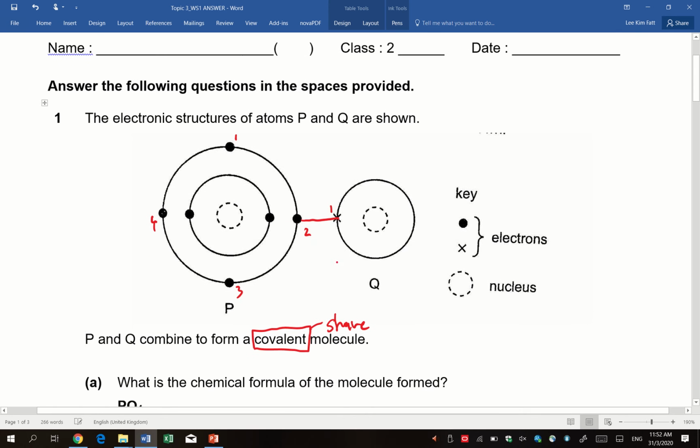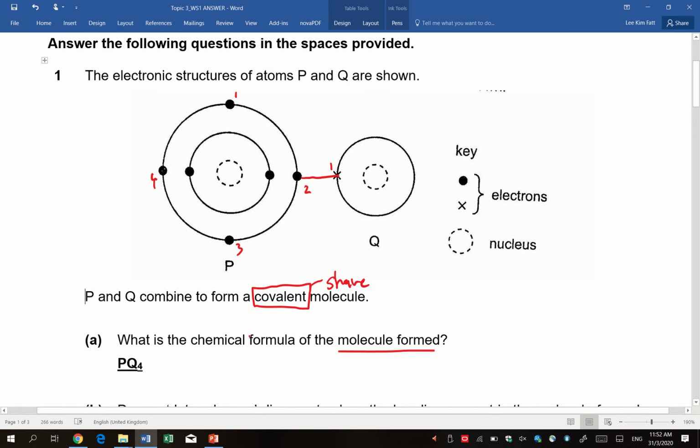Okay, the first question asks you what's the chemical formula of the molecule formed. The answer should be PQ4. Basically you just need to pair your Q at the other 3 unpaired valence electrons of the atom of P. So you'll form PQ4.